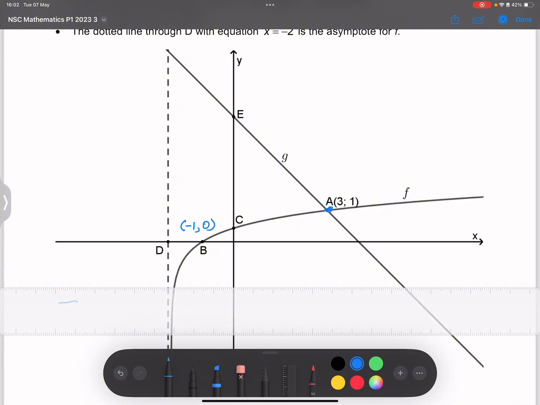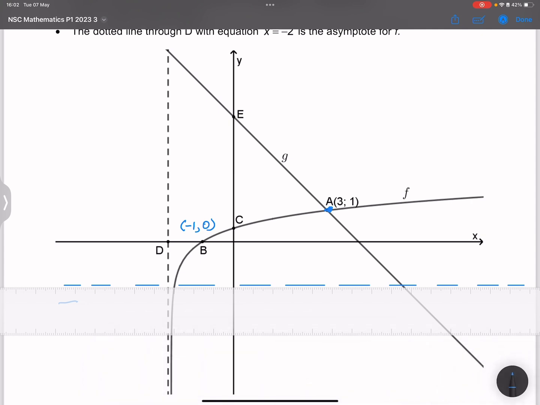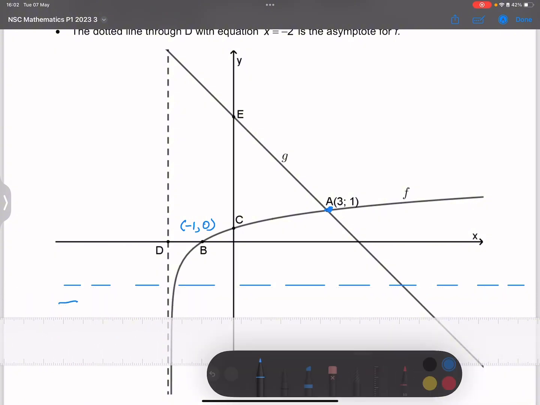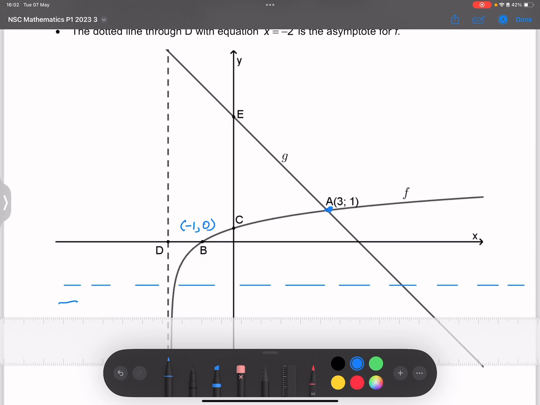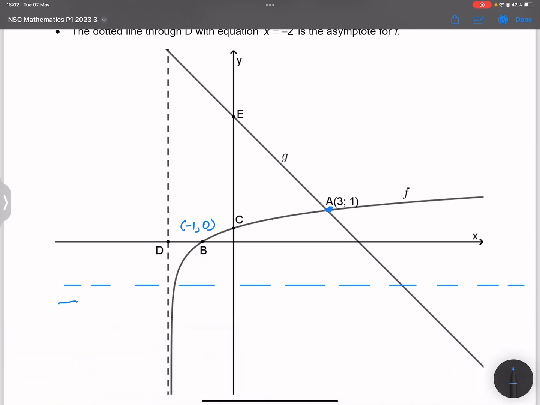So there's my asymptote over there. What happens in that case? That would be an asymptote at y is negative 2. And remember that the graph of the inverse changes everything around.